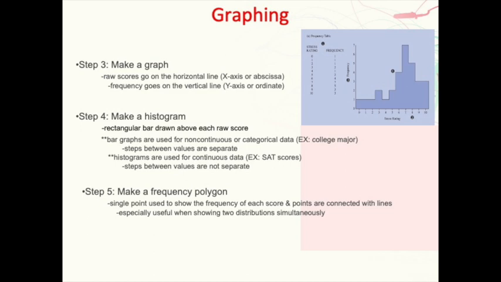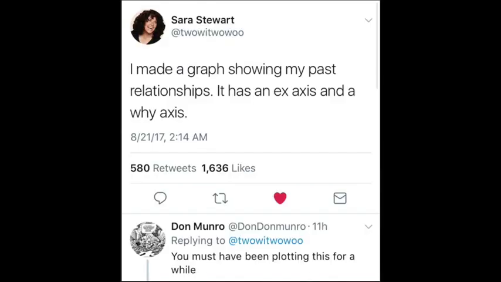So when you make a graph, the first thing you have to do is set up that y-axis and set up that x-axis. Again, on the x-axis or the abscissa, you put your raw scores, and on the vertical line, which is the y-axis, or it's also known as the ordinate, you put your frequencies.